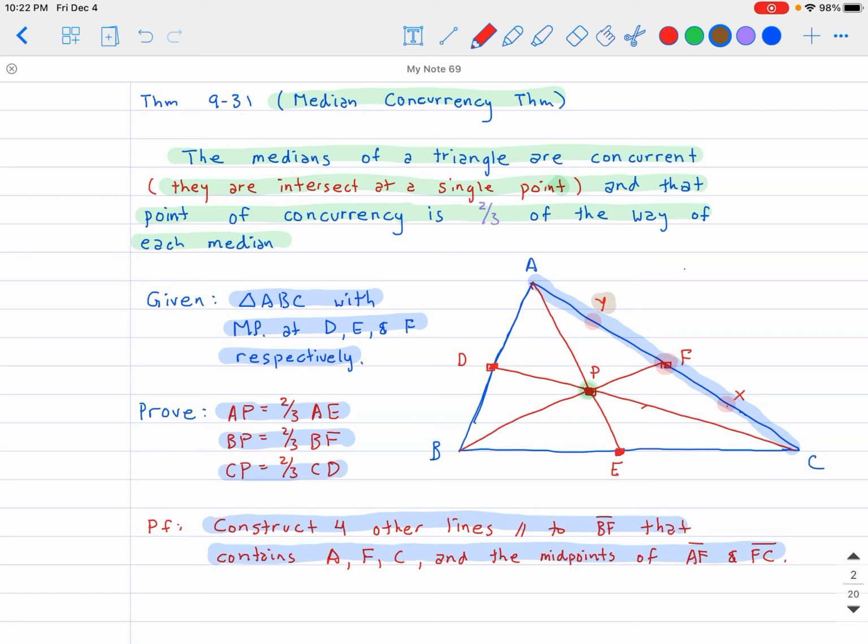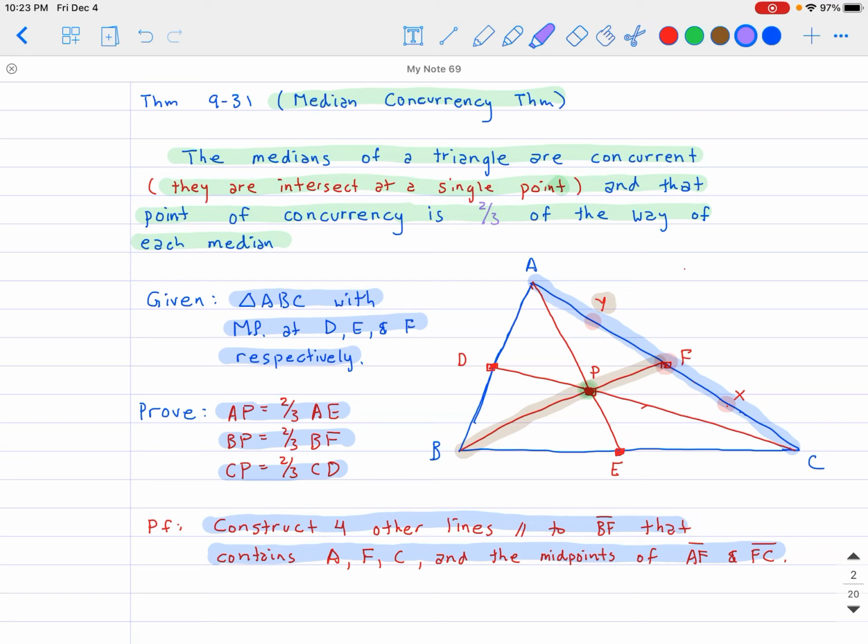And what I want to do is create 4 lines total that are going to be containing these 4 points. 1, 2, 3, 4. These 4 points that I have right there. And I want them all to be parallel to BF. Now, BF is basically that median over here. Let me just highlight it. So I'm going to create 4 lines that are going to be parallel to this one that goes through each one of those points. So here's what it's going to look like.